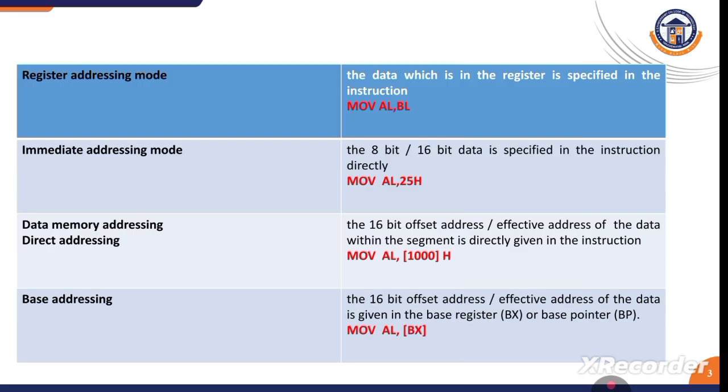Next is base addressing. The 16-bit offset address or effective address of the data is given in the base register or base pointer. In this example, BX is a base register: MOV AL, BX.